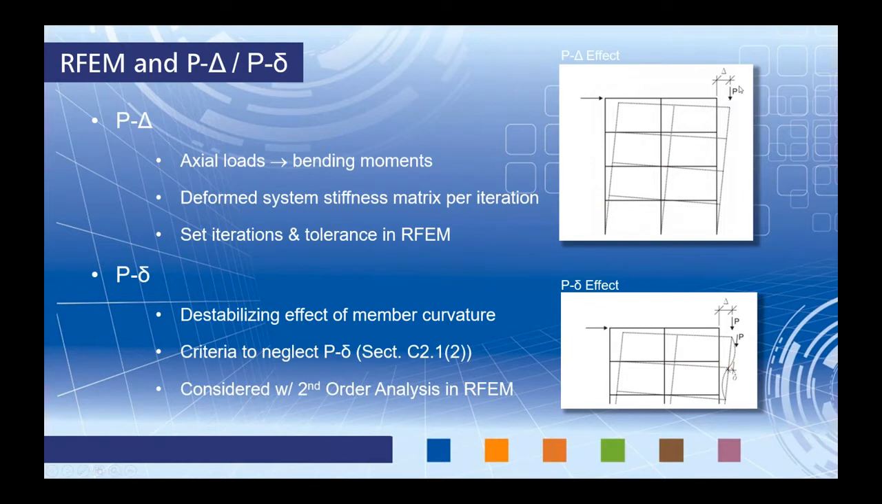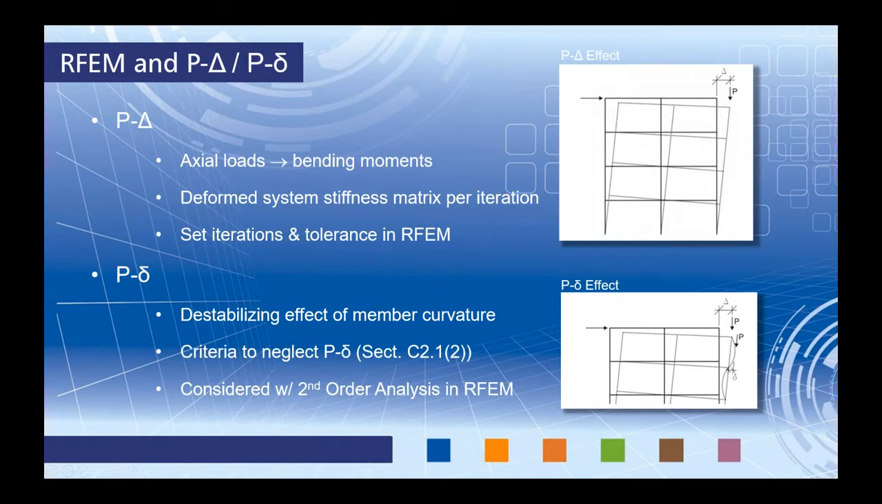For the first iteration, we're going to get some deformation of the structure. That's what we would call delta. So when we're looking at the second iteration, this axial load is now acting on the deformed structure, so we inevitably have a higher bending moment along these members that comes from P multiplied by delta. So in RFEM, we actually create the deformed system stiffness matrix for every iteration.